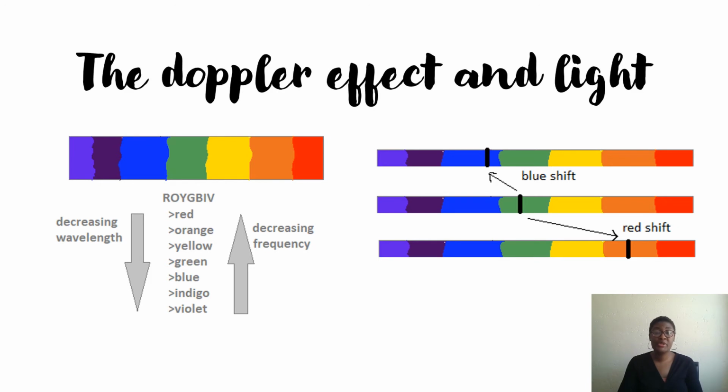Another way you can also say it is the shorter the wavelength, the higher the frequency, and therefore this star is moving towards something. Okay, so if it has a shorter wavelength, it is moving towards. If it has a greater wavelength, it is moving away from. So depending on your reference.